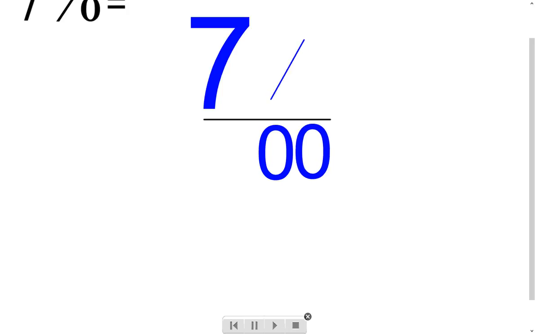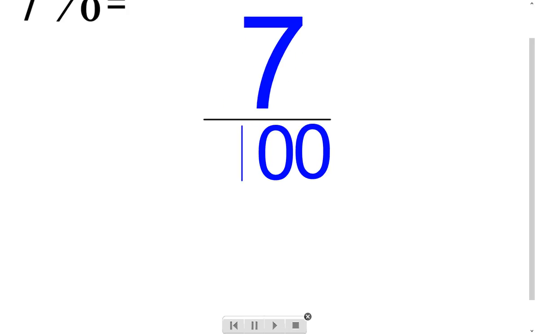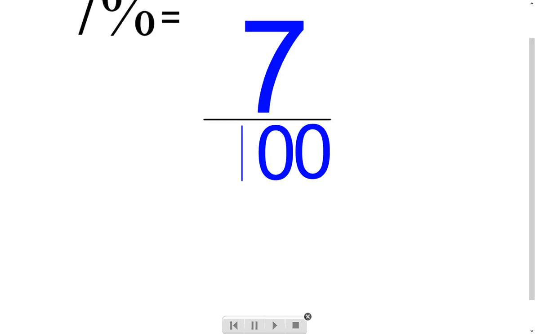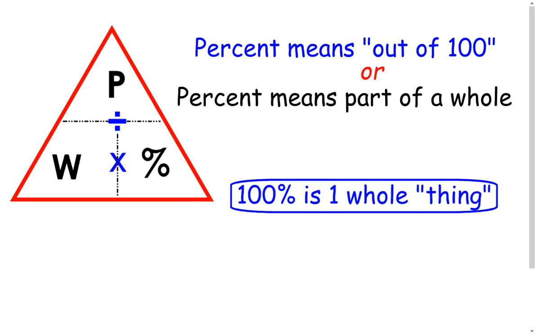What does percent mean? You can see that percent actually transforms into 100, or percent means out of 100. So 7% means 7 over 100. Percent also means part of a whole, so it's either out of 100 or a whole. 100% is actually one whole of something. We're going to be looking at this triangle and see how percent and whole, or part and whole, are related to percent.